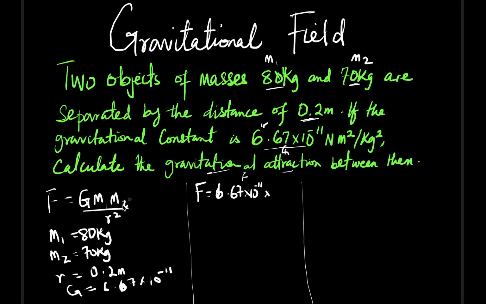Times M1, M2. M1 na 80 now. See, M2 na 70. So 80 times 70. You go divide everything by the distance, maybe 0.2. See, you as student they make mistake. They go put this 0.2 because say na the value for the distance be that. Remember, we dey use arrow for distance for this particular topic.